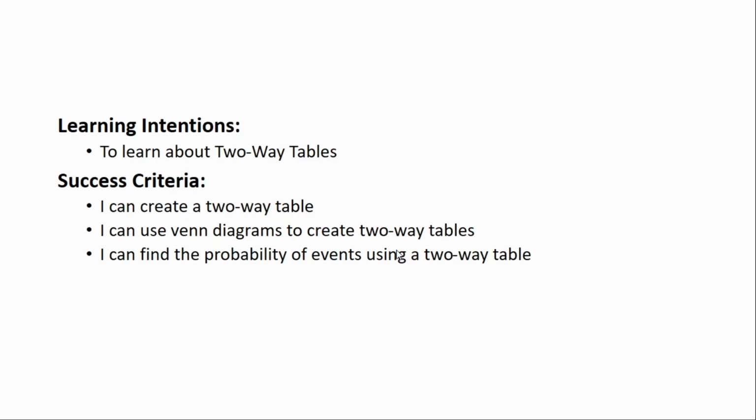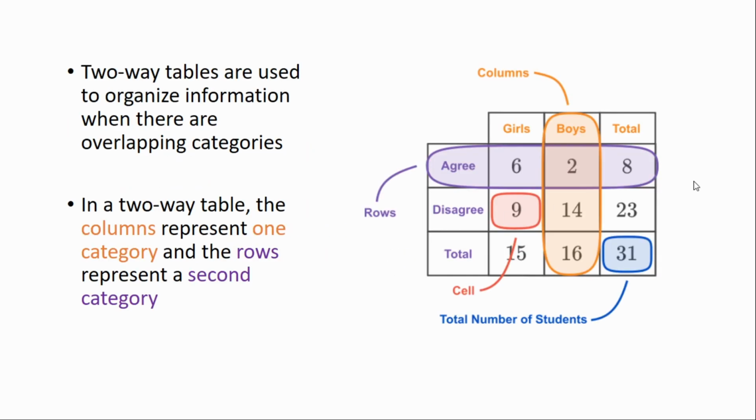Alright, so let's start off with the key features of a two-way table and really what it is. Two-way tables are used when there are overlapping categories. We have one category that goes across from left to right like that. That's called the rows here. In this case, we have agree and disagree for the rows. We also have another category here that's in the columns, and this one has girls and boys going down. So once again, the columns represent one category and the rows represent a second category. So this stop point here will be important.